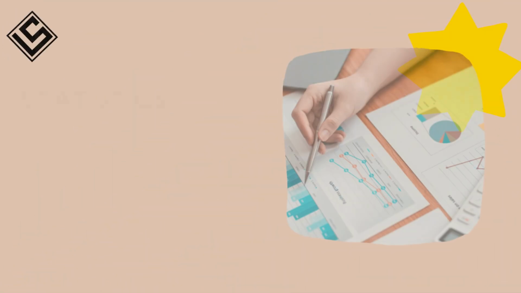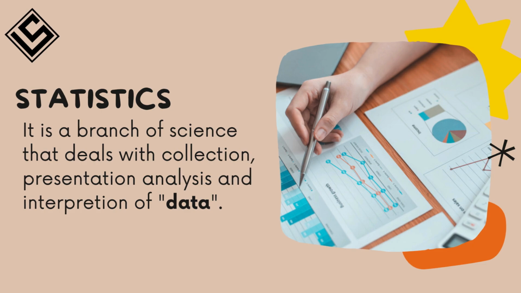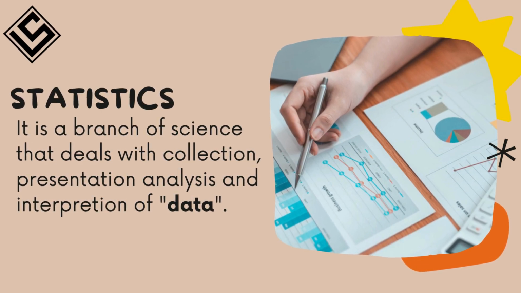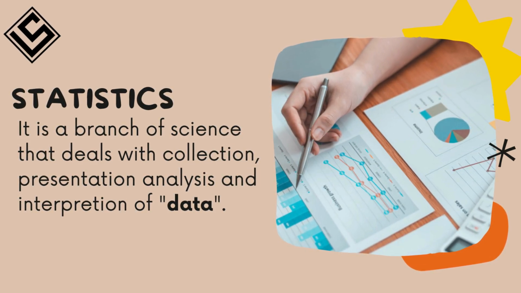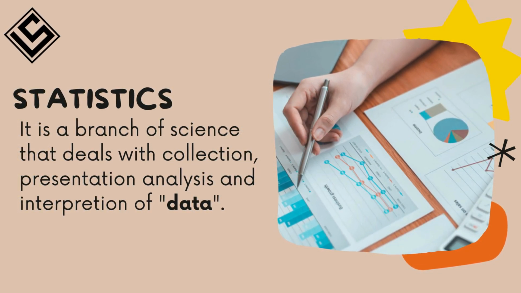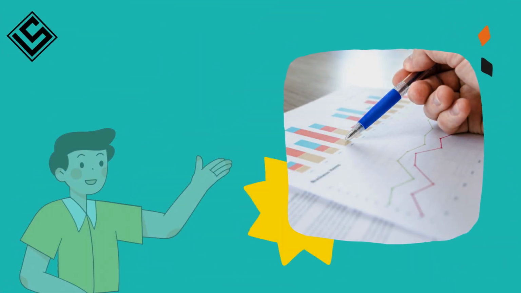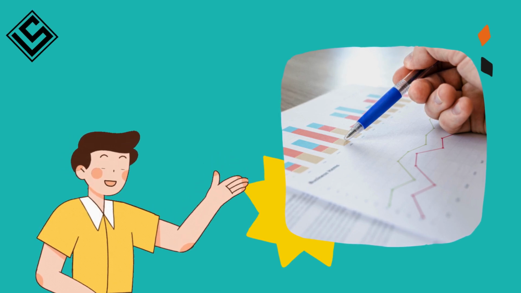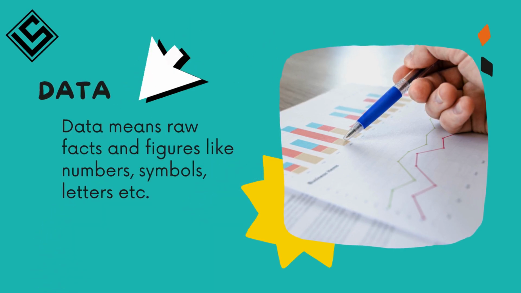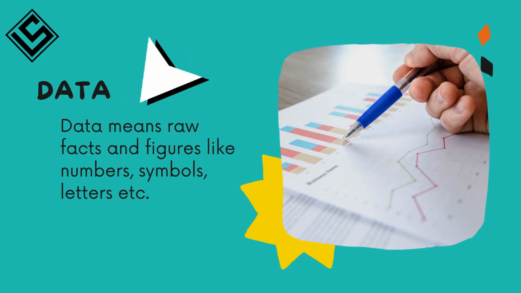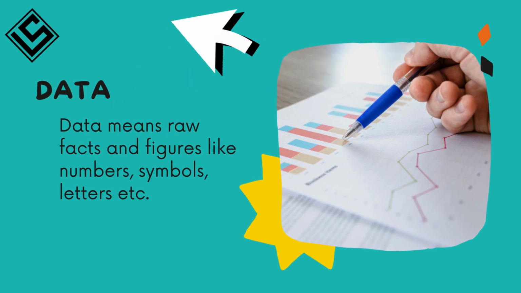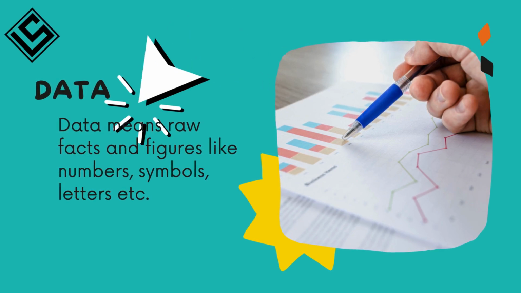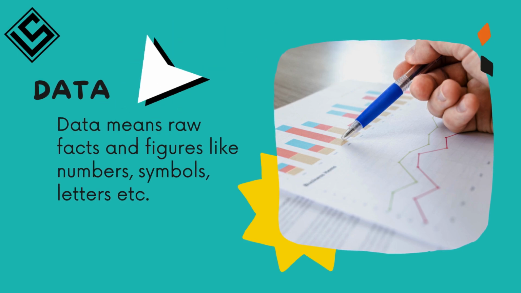Statistics is a branch of science that deals with the collection, presentation, analysis, and interpretation of data. It also helps us make inferences about a population by using information collected from a sample. But before moving towards mean, median, and mode, let's understand one important concept. What exactly is data? Data refers to raw facts and figures. It can be in the form of numbers, symbols, letters, characters, or any other information collected for analysis.